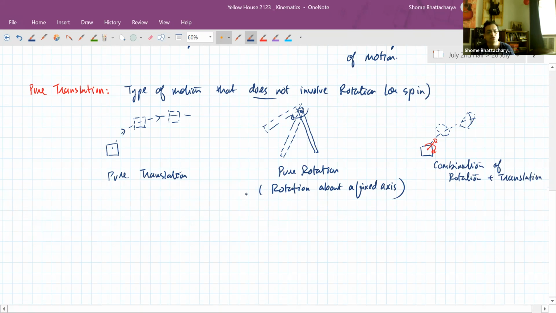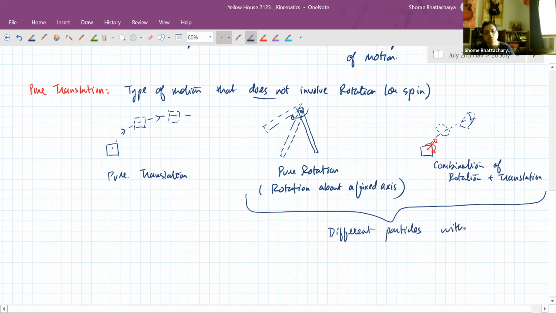So when these two types of motion are happening, what you can see is that different particles within the rigid body have different amounts of displacements, velocities, etc.